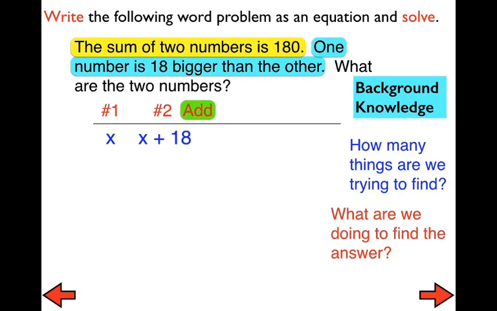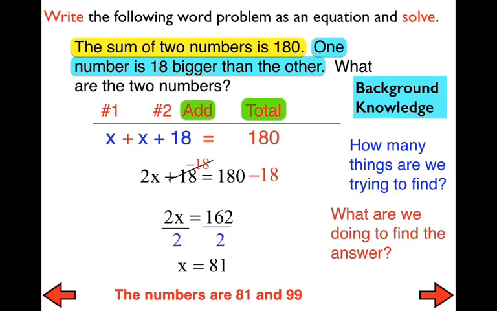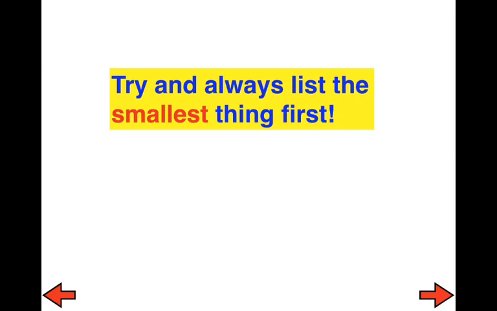We are adding those two things together because of the word sum right here. And they're supposed to have a total of 180. So we would combine like terms and then solve like we normally do in any two-step equation. And we always need to make sure that we answer our questions with a sentence. And once again, always try and list the smallest thing first.